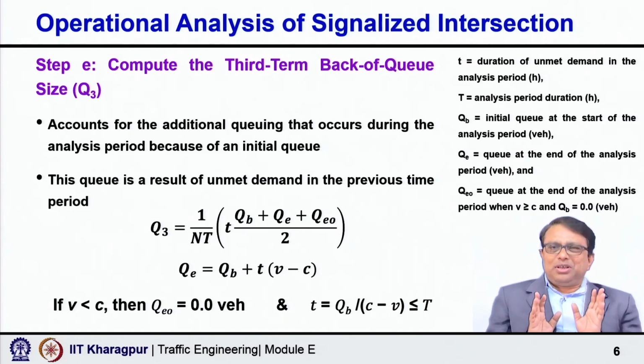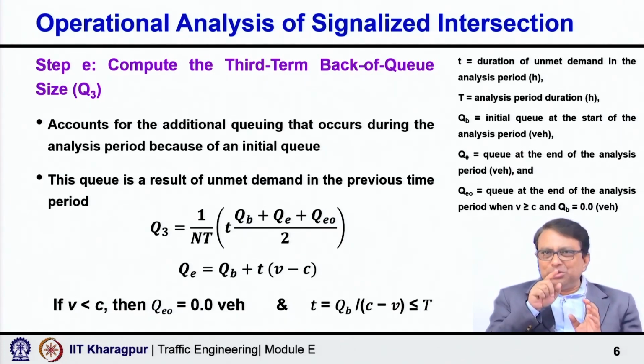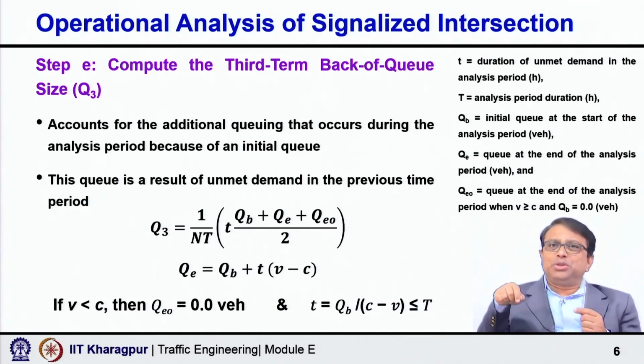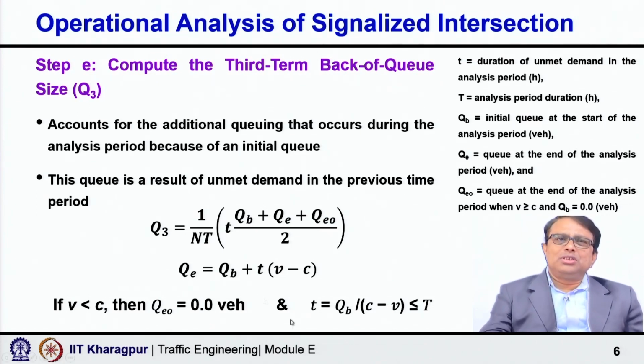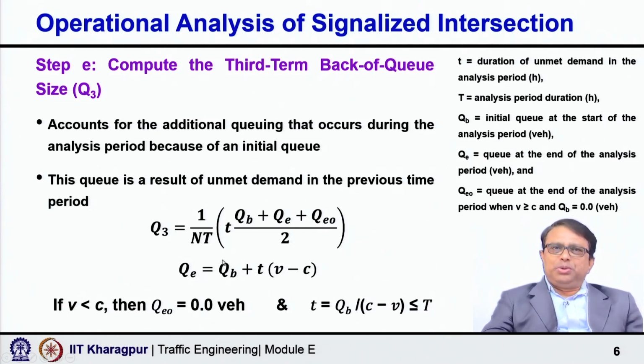Now, considering QB equal to 0 means you can interpret that QE0 does not consider the QB component within its calculation. So, assuming that QB equals 0, but QB actually may not be 0, you are calculating QE0. Now, QE is actually QB, whatever is the Q in the beginning of the analysis period, plus T into V minus C.